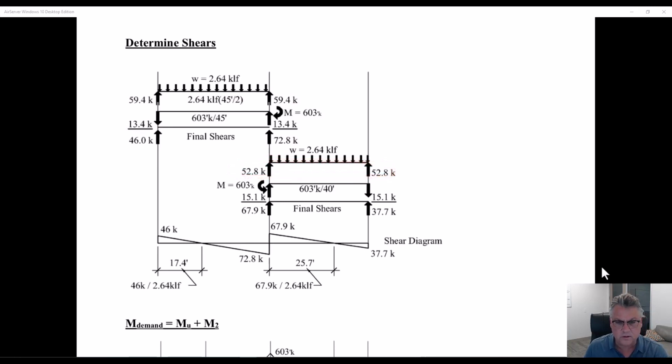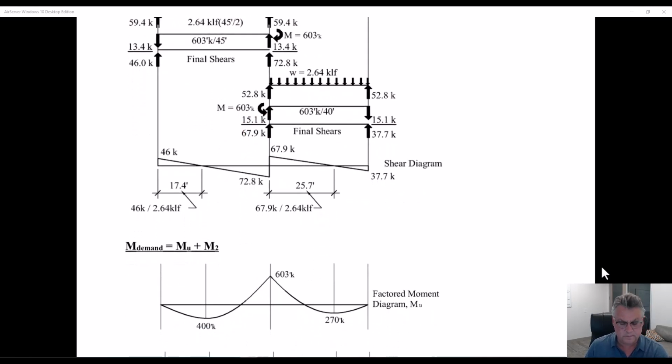52.8 from WL over 2. Take that 603 moment, get an up and down force of 15.1. They subtract on one side. They add on the interior support. And I get a shear diagram. I get a real reaction. That's from the factored loading. We're talking real reactions now, real shears.